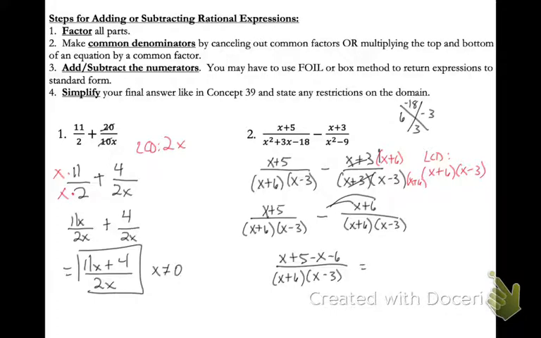So our x's subtract out, and 5 minus 6 is negative 1. So our final simplified rational is negative 1 over x plus 6 times x minus 3. And we need to restrict negative 6, which would make that first expression in our denominator 0, and positive 3.